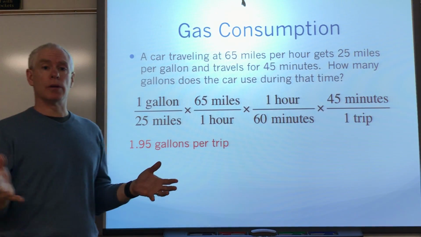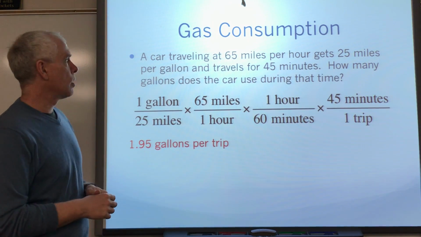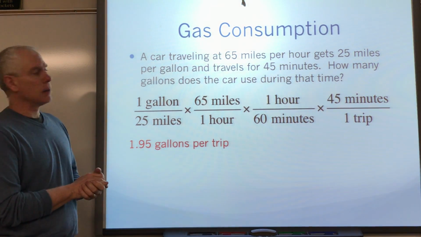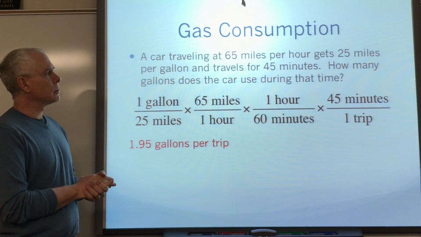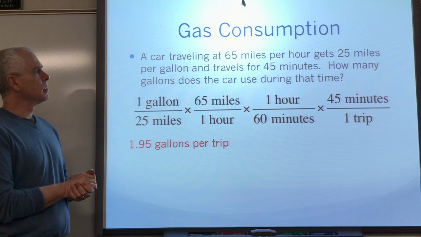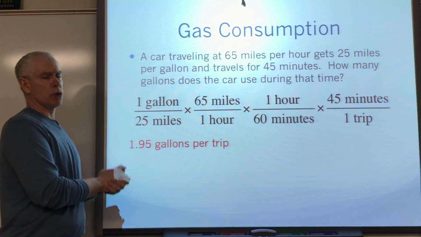Okay, so gas consumption. So open up your Dogs book to chapter 8. Take a look at the gas consumption problem. A car traveling at 65 miles per hour gets 25 miles per gallon and travels for 45 minutes. How many gallons does the car use during that time? Okay, so what I need is gallons per trip.